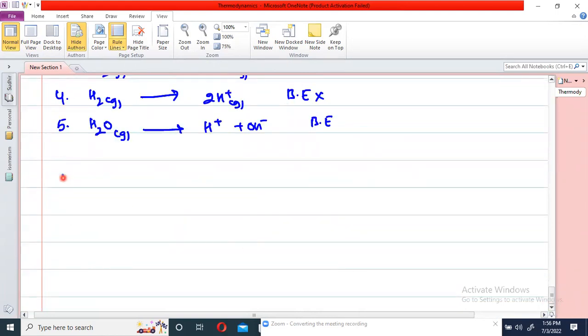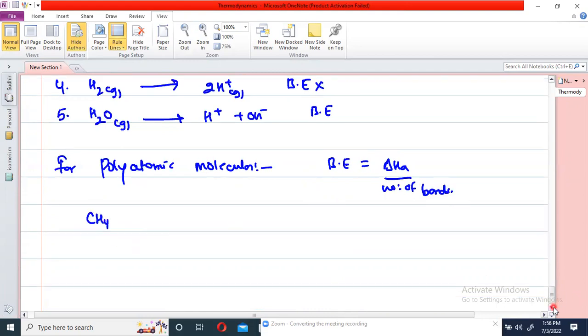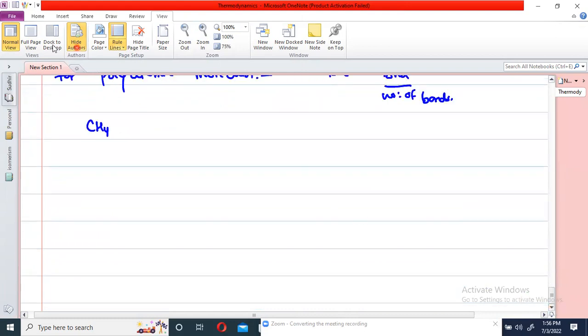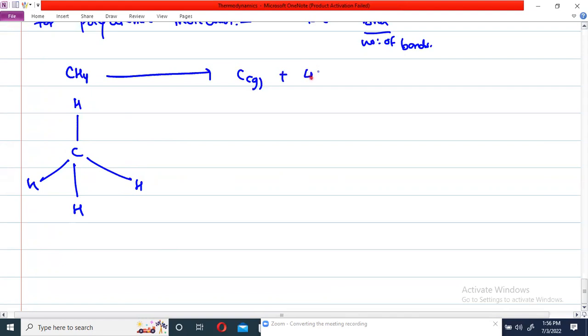Now another example we'll take for polyatomic molecules. For polyatomic molecules, I told you bond energy must be equal to heat of atomization divided by number of bonds. Example we'll see now, CH4. In this example of CH4, we can write hydrogen and carbon bonded in this way. But when we break, I will get carbon as a gas and 4 hydrogen in the form of gas, right?